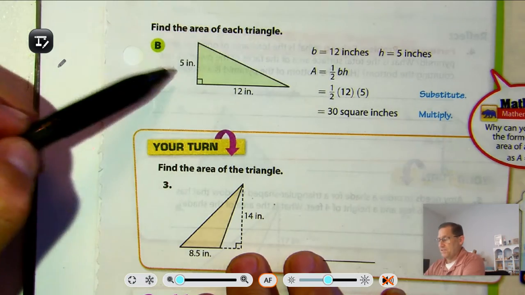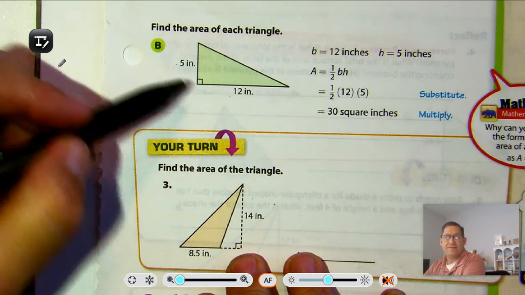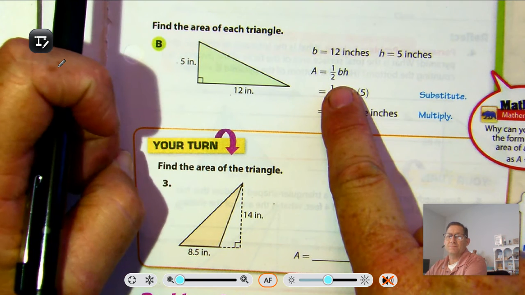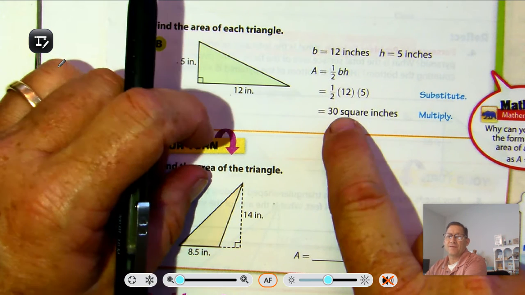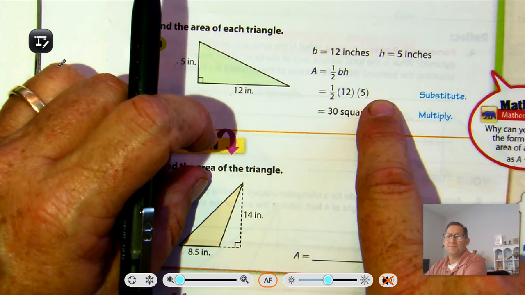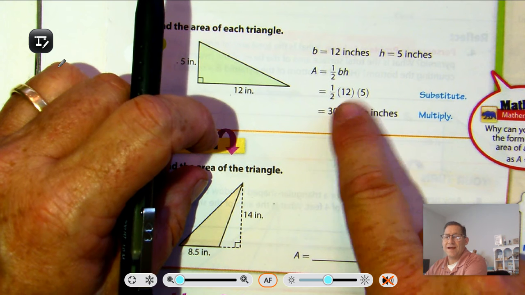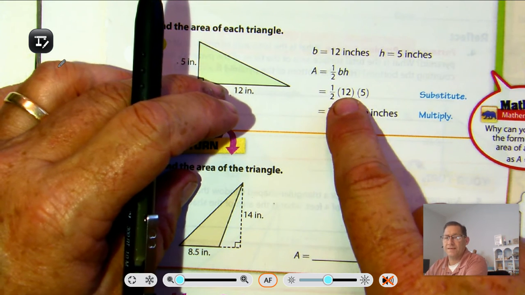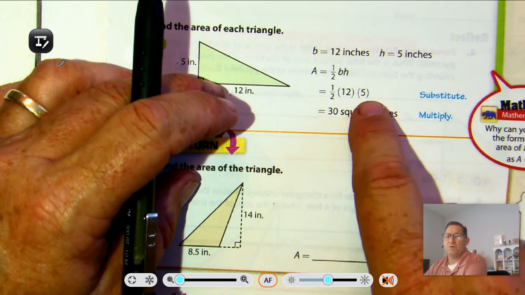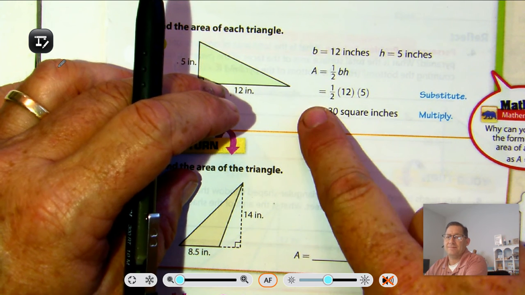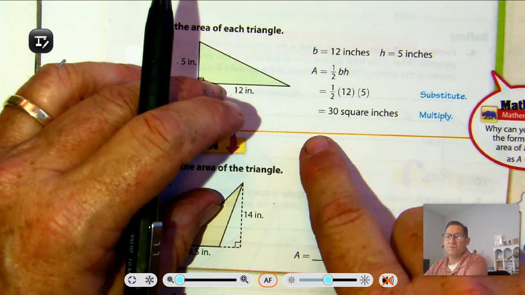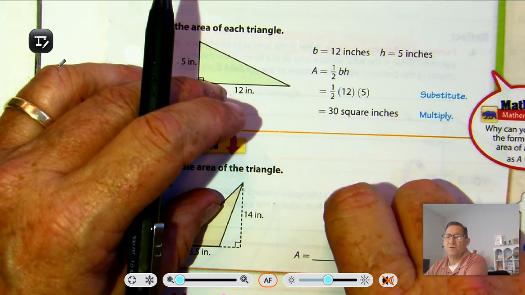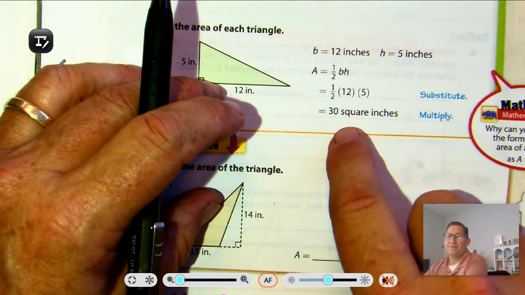Okay, so let's look at B on page 381. So here we're given the dimensions 5 and 12. The height is 5, the base is 12. So use the formula, 1/2 the product of the base and the height. 1/2 12 times 5. Now, do I have to multiply 12 and 5 first? No, I can take 1/2 of 12 and then multiply by 5. I could multiply 12 and 5 and then take half of it. However you're most comfortable with, okay? I like to make one of the larger numbers smaller, just to make the math fact smaller. So half of 12 is 6, and 6 times 5 is 30.